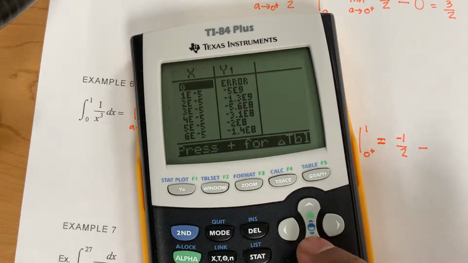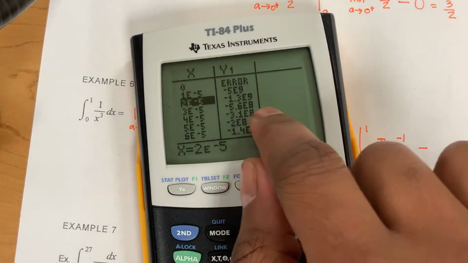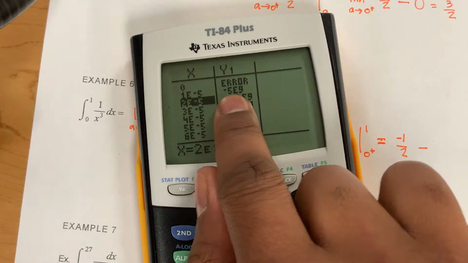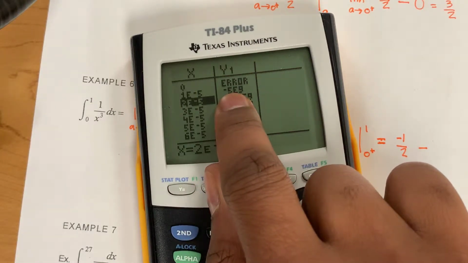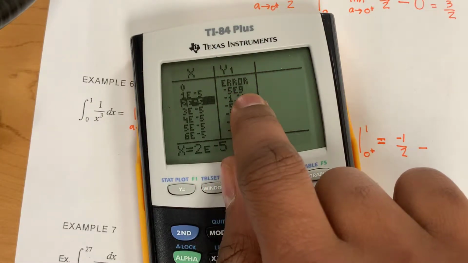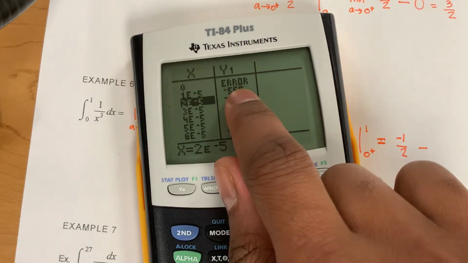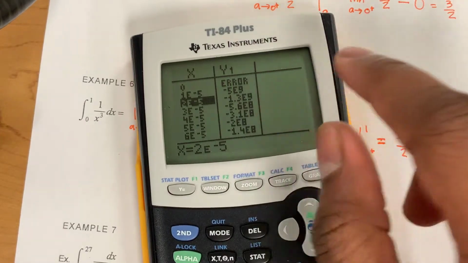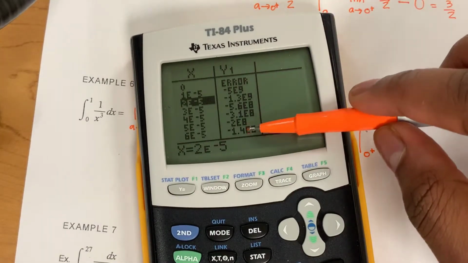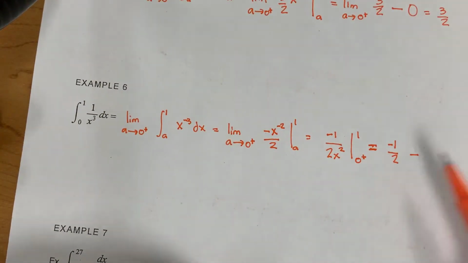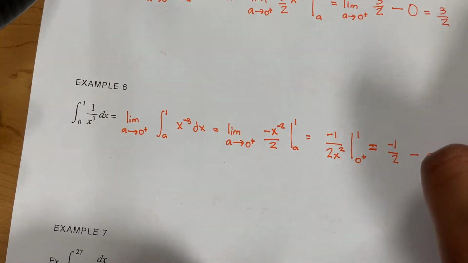And so again, when we look at this, we see these values that are blowing up to infinity. This is like -5 with 9 zeros behind it, so it's like -500 million, 5 billion maybe. But either way, these numbers go out to infinity when x approaches 0. So this is going to be -1/2 minus infinity.